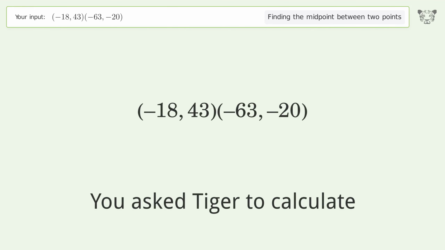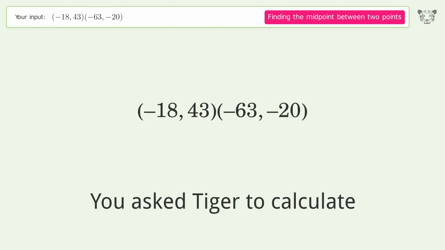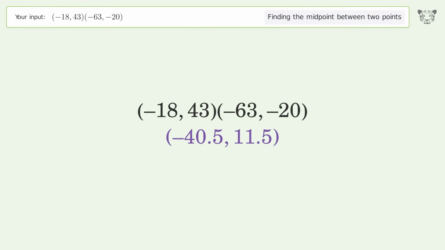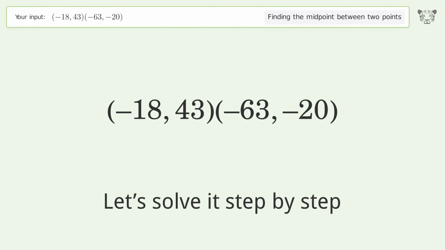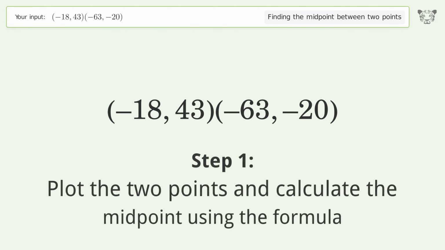You ask Tiger to calculate. This deals with finding the midpoint between 2 points. The midpoint between the 2 points is negative 40.5, 11.5. Let's solve it step by step. Plot the 2 points and calculate the midpoint using the formula.